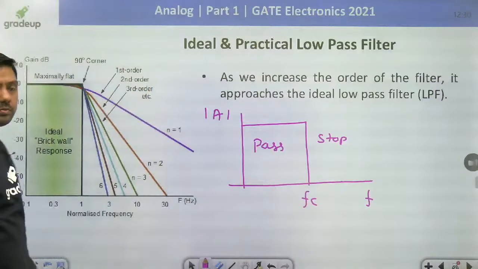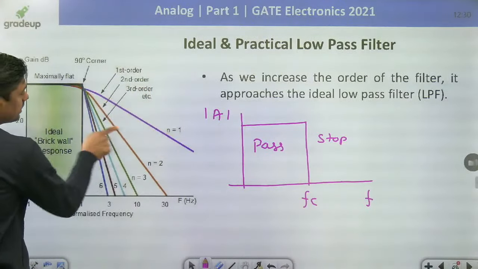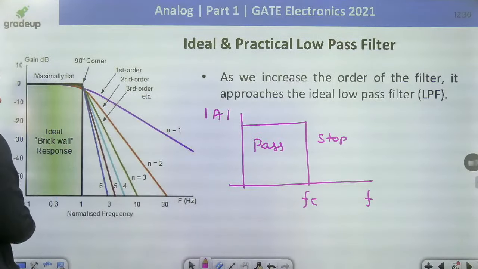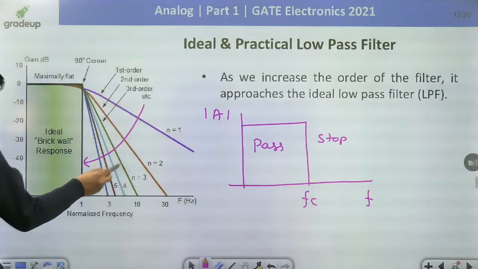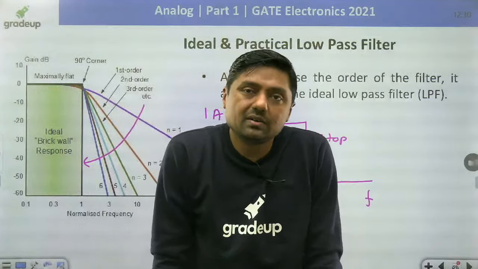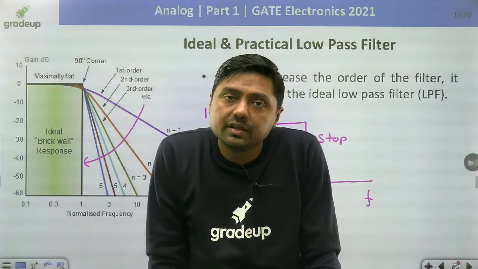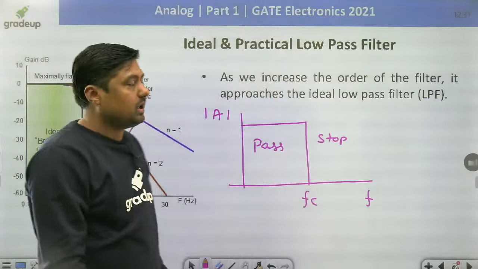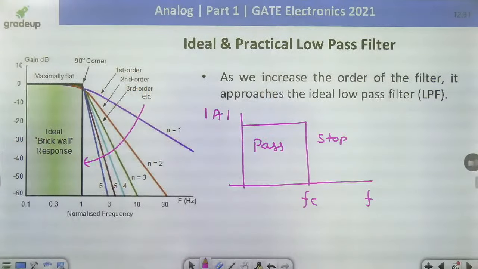But it is not possible. In a first order, this is the gain. Second order, minus 40 dB per decade. Third order, minus 60 dB per decade, and so on. And that's why when we increase the order, it will reach near to what? The ideal condition. But the complexity of the circuit will increase. There may be a chance of instability. Okay. And normally we use up to what? Second order.